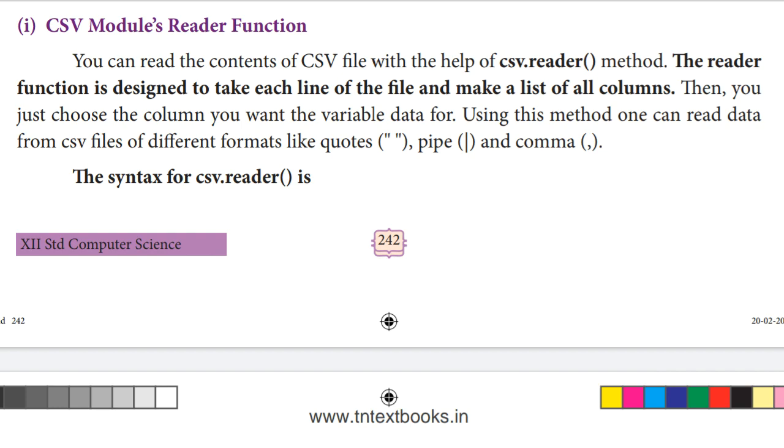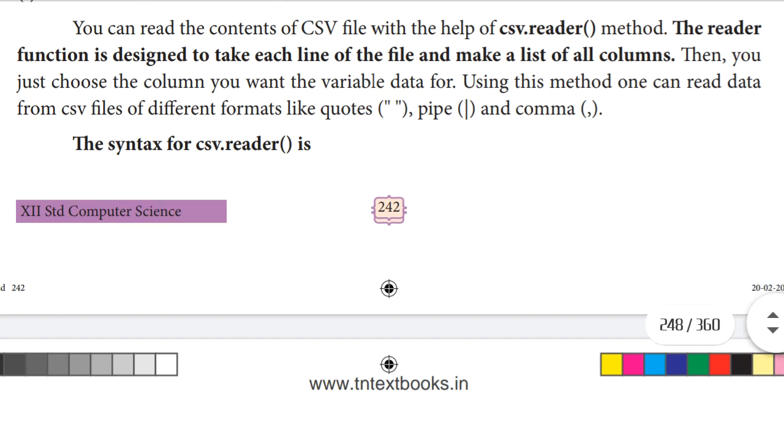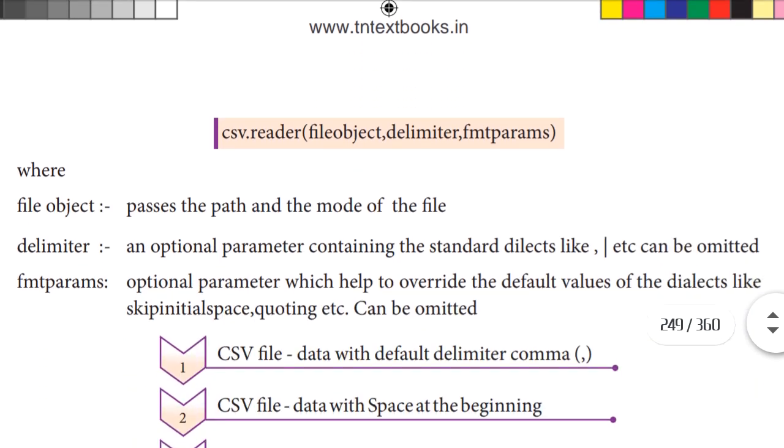Then you just choose the column you want, the variable data. Using this method, one can read data from CSV files of different formats like quotes, pipe and comma. So with the help of this method we can read the data from a CSV file in different formats. There are many formats, like double quotation, pipe symbol, then comma. Next we are going to see the syntax of this csv.reader.